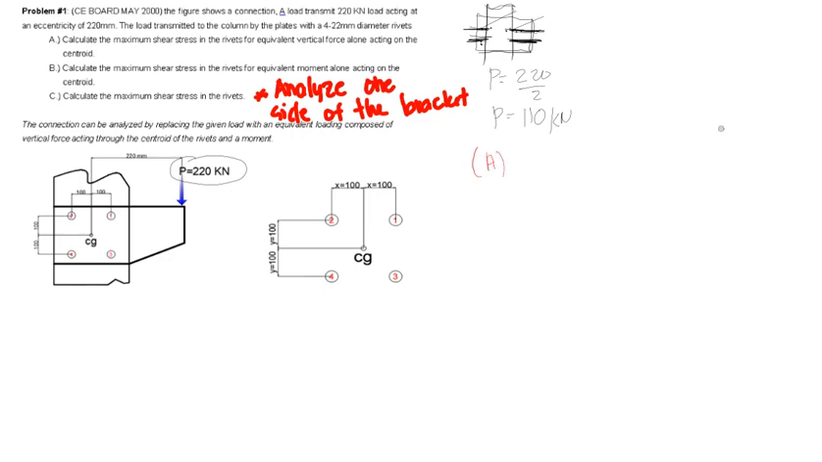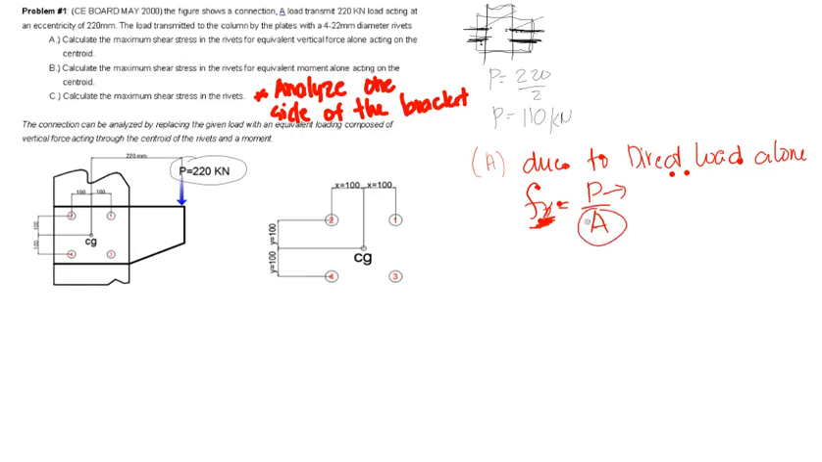required, we have to calculate the maximum shear stress in the rivets due to the vertical force alone. So, we have here, for letter A, the stress due to the direct load alone. So, we know that it's stress, so our stress is the load divided by the area. So, this is what we are looking for: shear stress due to the direct load alone. So, our P is due to the direct load. So, what is our area? The area of our bolts. One bolt. So, how do we get the P?